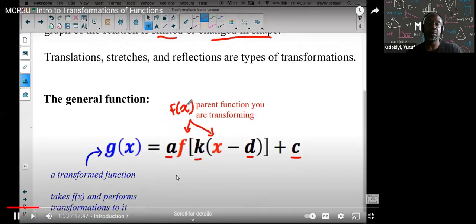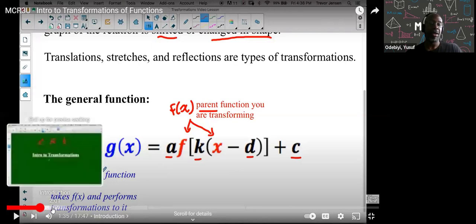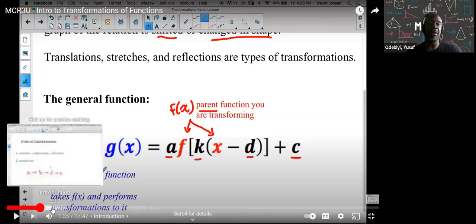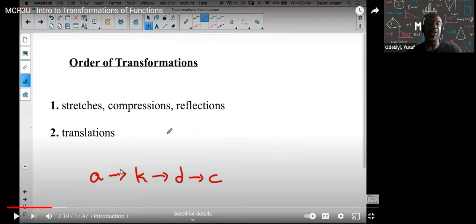We'll call f of x the parent function. Okay, so you need to understand this. This will definitely come on the next test. So understand that. We're going to get into an example. The transformations are, in order of transformation, stretches, compressions, reflections, and translations.